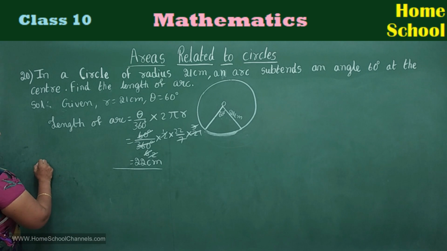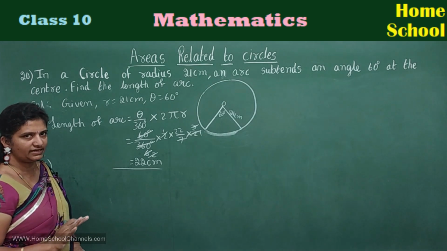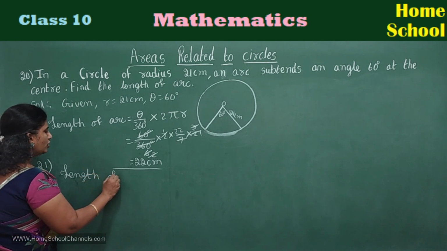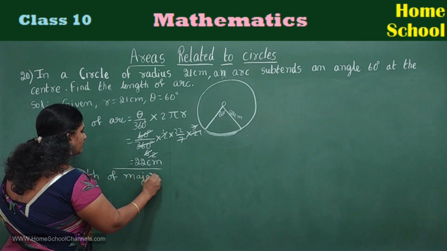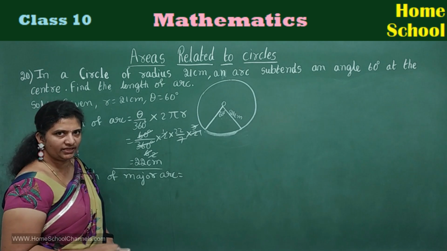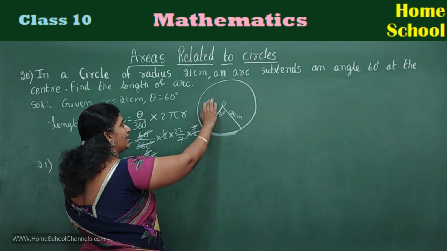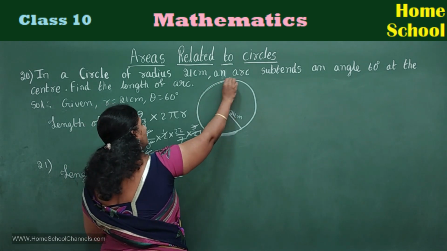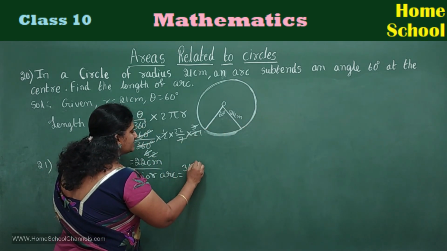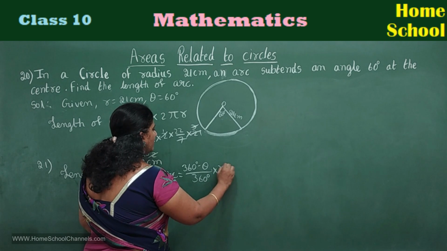Now I am going to take another question of the same measurements, that is radius 21 centimeters, theta 60 degrees. I am going to find the length of the major arc. This is the minor arc, but they did not mention it. If you want, you can mention that only. When this is given and if they ask to find the major arc length, then what is the formula? 360 degrees minus theta by 360 into 2 pi r.